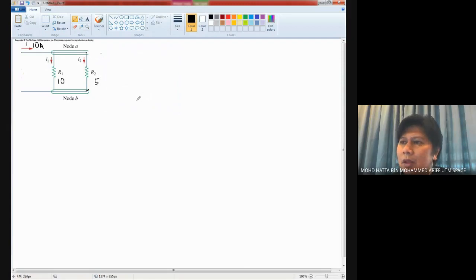Based on these values, I can predict that I put I1 like this, I1 should be lesser than I2. Do you agree with me? Can you respond? Yes. Okay, if yes, why? Because I1 faces more resistance than I2.